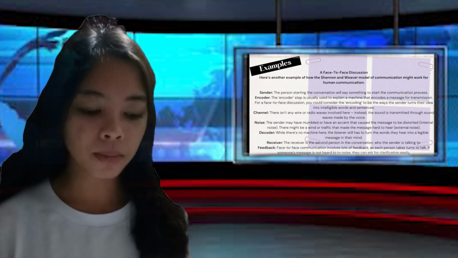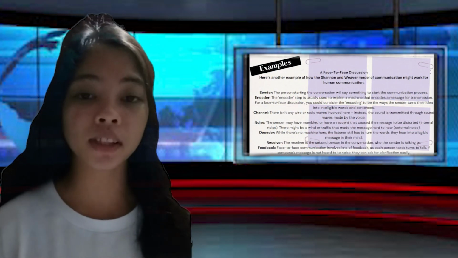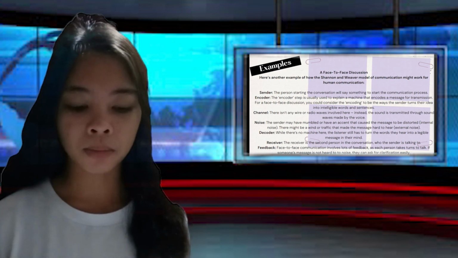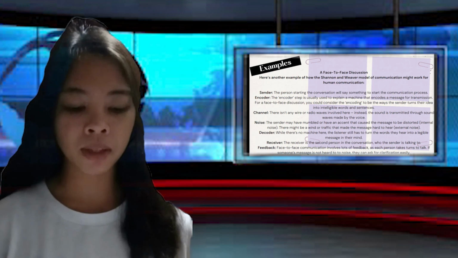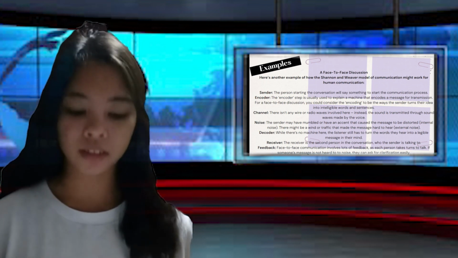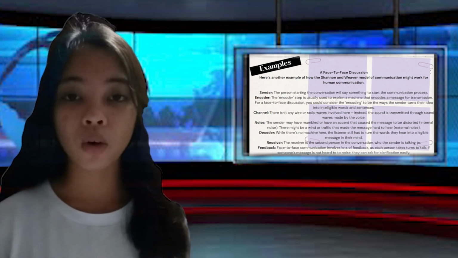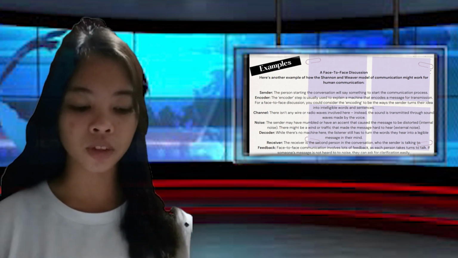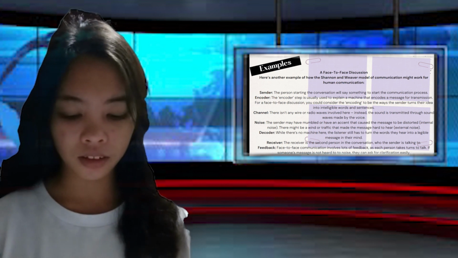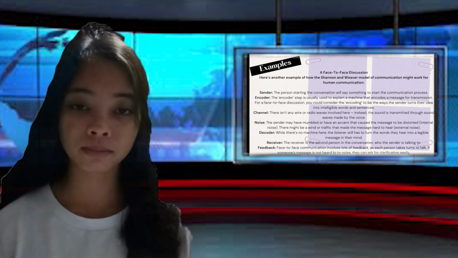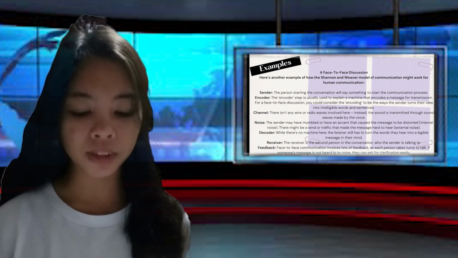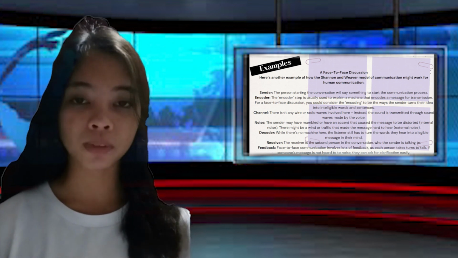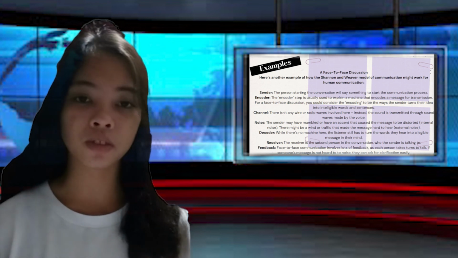Noise. The sender may mumble or have an accent that causes the message to be distorted, which is called internal noise. There might be wind, rain, or traffic that makes the message hard to hear. External noise. Decoder. While there's no machine here, the listener still has to turn the sounds they hear into a legible message in their mind. Receiver, the second person in the conversation. Feedback. Face-to-face involves a lot of feedback, as each person takes a turn to talk.